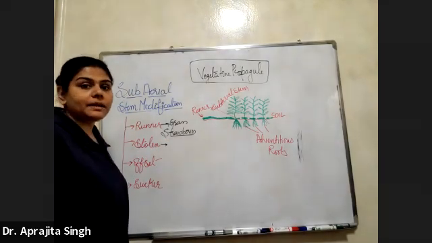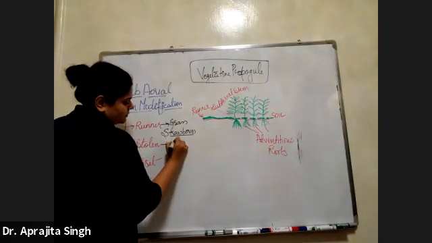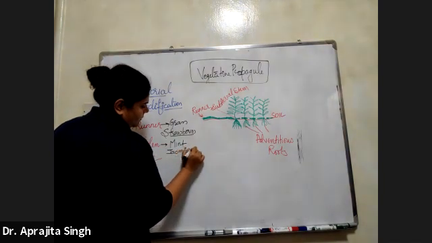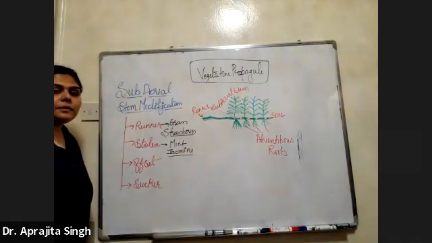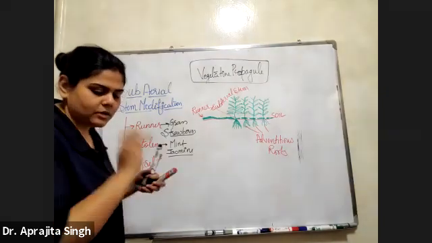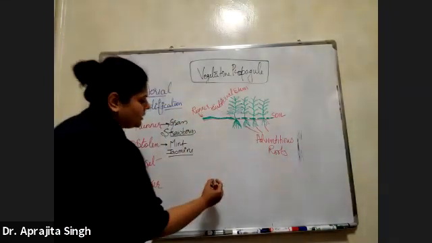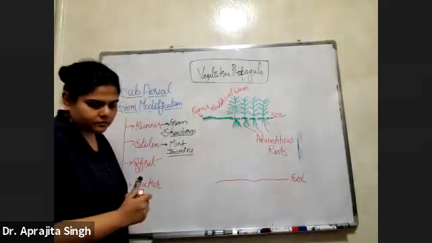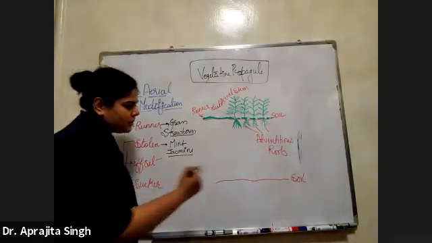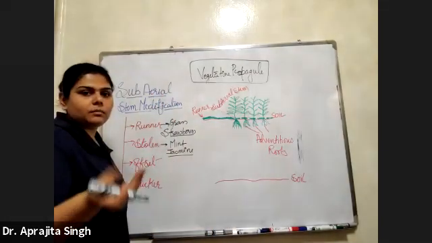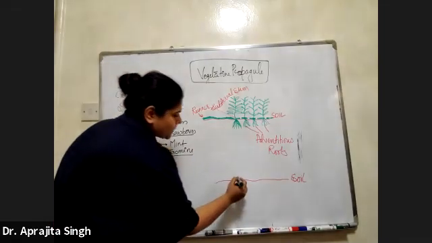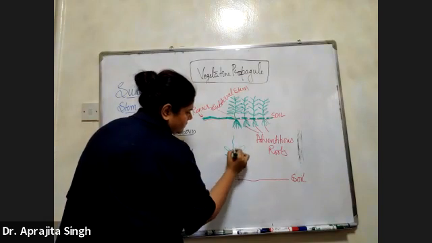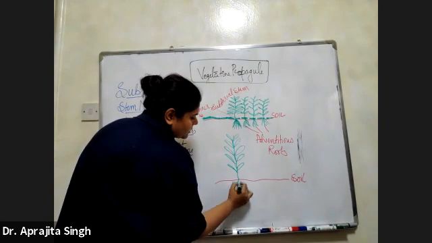Stolon. The examples are mint and jasmine. These are examples of stolon. Why? I'll tell you. The same thing is happening here. This is the soil. Just observe the jasmine, mogra, the white small flower plant. This is the plant. This is the root.